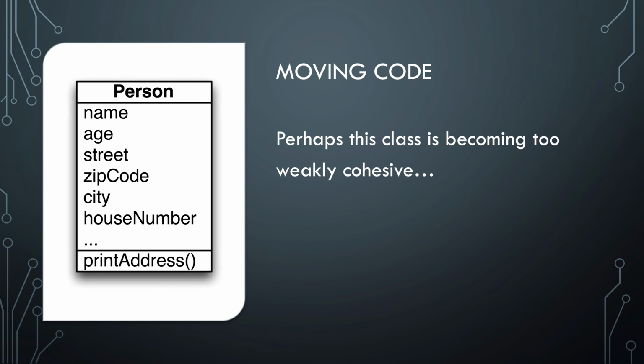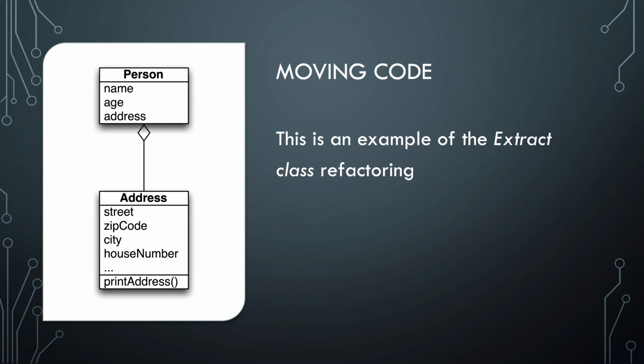Sometimes you need to move code to increase cohesion. Here's an example of a person class with quite a lot of attributes. With the extract class refactoring, you take a part of those attributes and store them in a new class. Here we introduce a new class address that contains the address data of the person, and address becomes a single attribute in the person class.